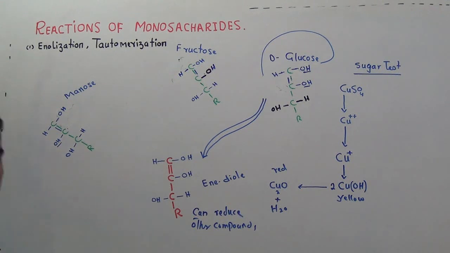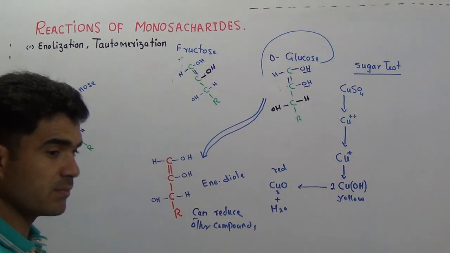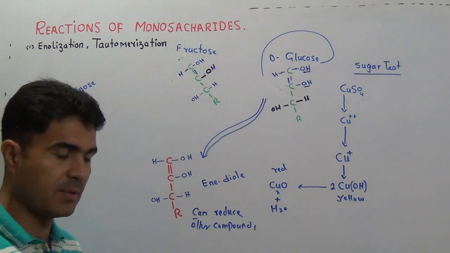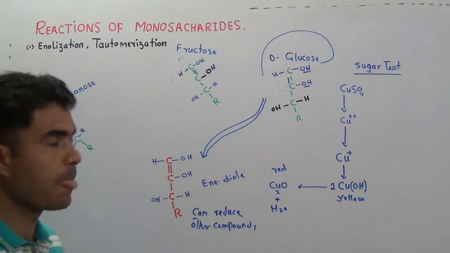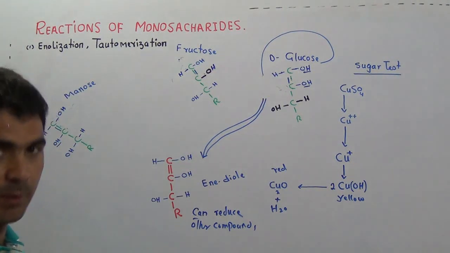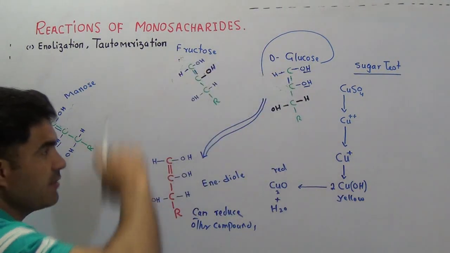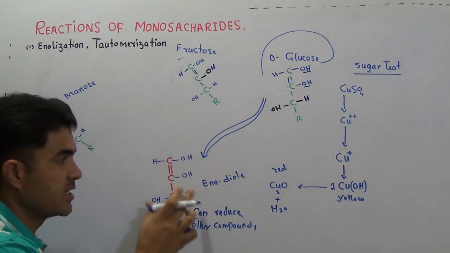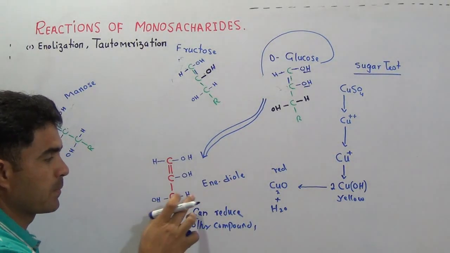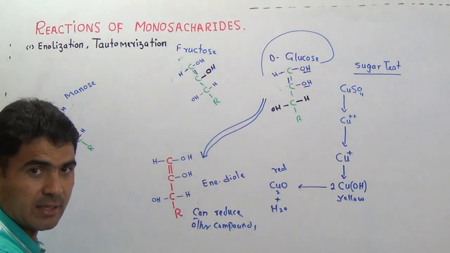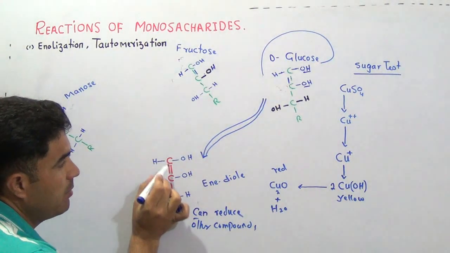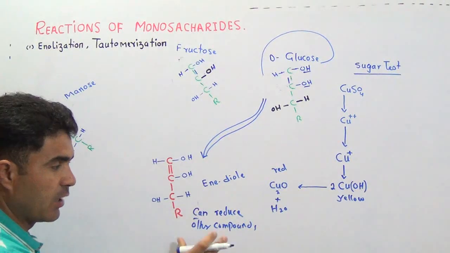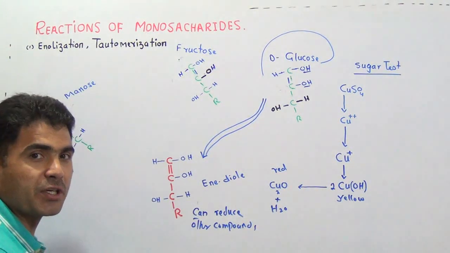So any monosaccharide, if you put them in alkaline solution, look, the alkaline solution is necessary. The medium must be alkaline. In an alkaline medium, these reactions are possible. So whatever monosaccharide you add, they will form enediol. The symptom of the enediol is there is a double bond between carbon number 1 and carbon number 2. This enediol can act as a reducing agent, and it can reduce others.